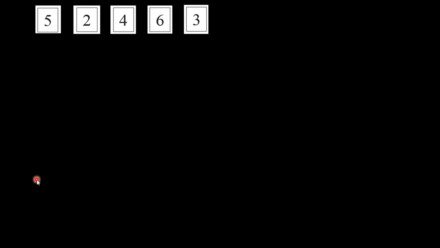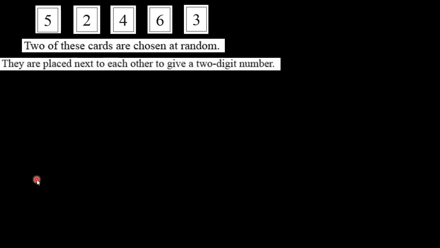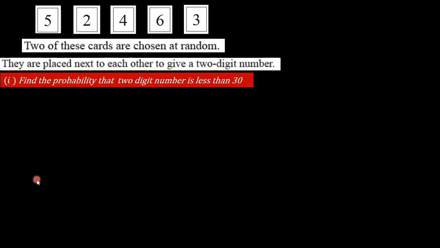In this particular example, students, we are given 5 different cards. Card number 1 is bearing the number 5, card number 2 is having the number 2, card 3 is having 4, card 4 is having 6, and card number 5 is bearing number 3. What we have to do here: a student or any person chooses 2 cards at random. These 2 cards are placed next to each other to give a 2-digit number. In problem number 1, what we have to do is find the probability that the 2-digit number is less than 30.